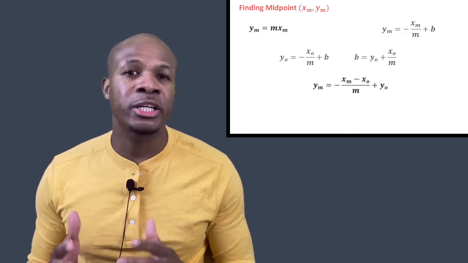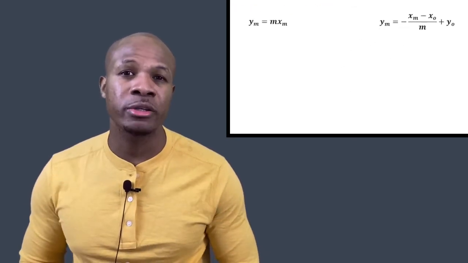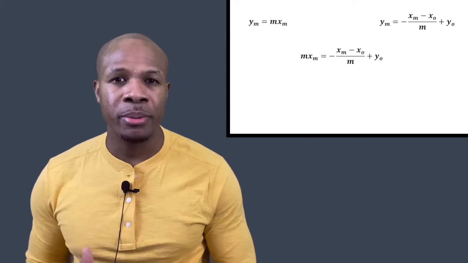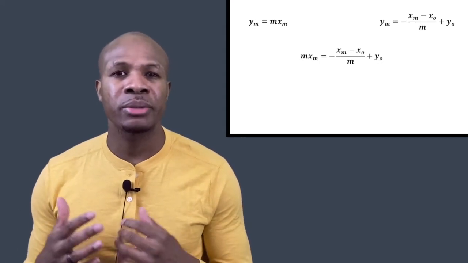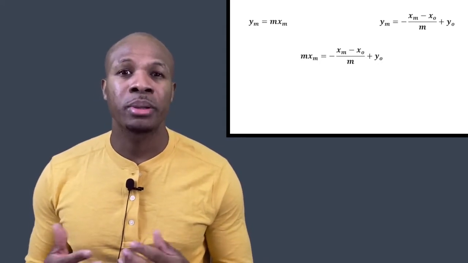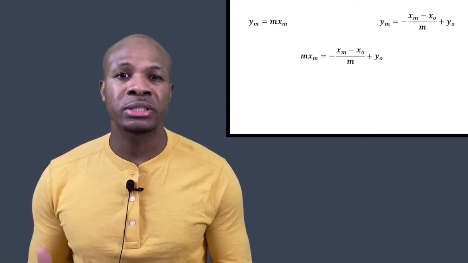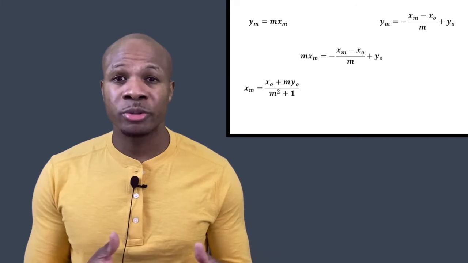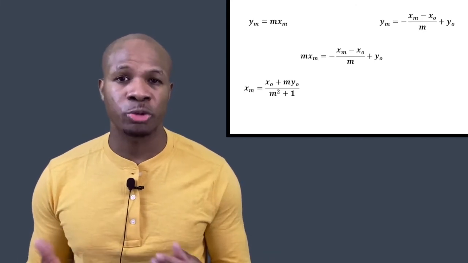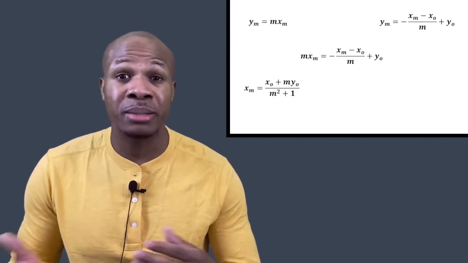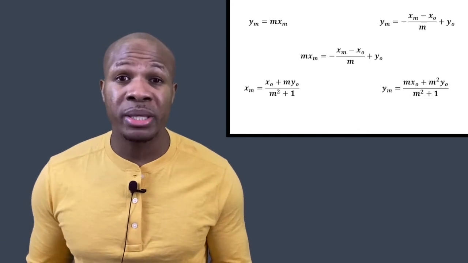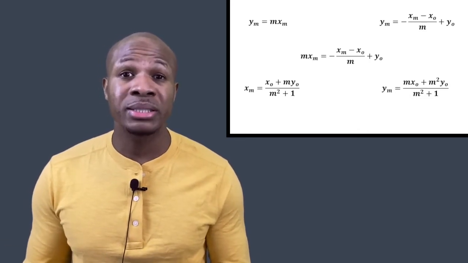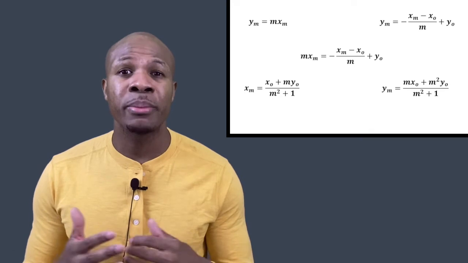So we can go ahead and set our two y sub m equations equal to each other, and we get m times x sub m equal to negative x sub m minus x naught over m plus y naught. Simplifying this equation and solving for x sub m, we get x sub m equals x naught plus m times y naught divided by m squared plus 1. And since y sub m is just m times x sub m, we get y sub m equals m x naught plus m squared y naught divided by m squared plus 1.